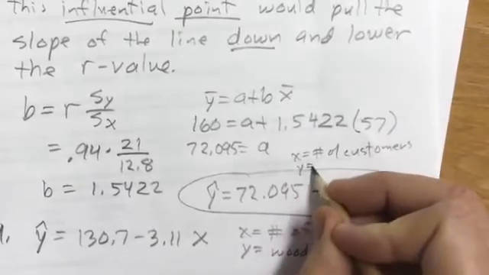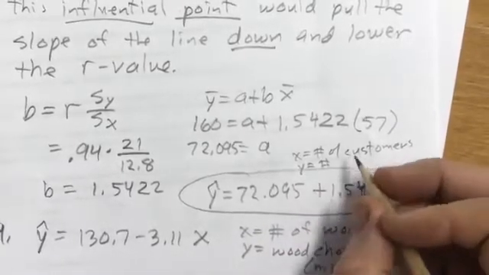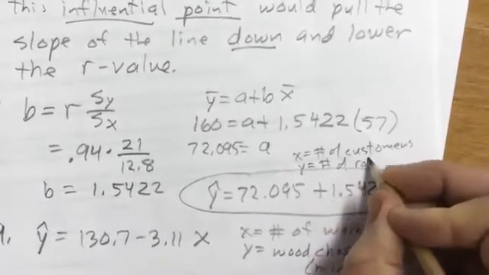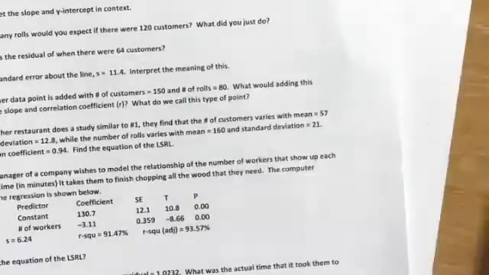And Y is equal to the number of roles. Whenever you write X and Y, make sure you say what they are. I mean, I'd said that kind of earlier above, but I want to write it again here. Okay, good. All right, good.